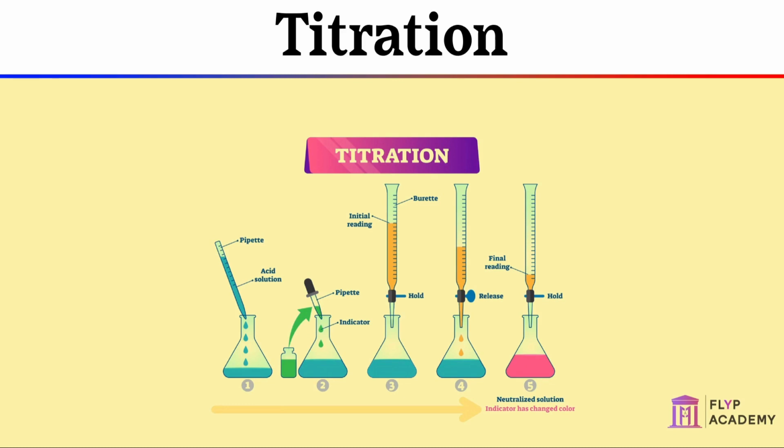The n equals CV formula, where n is the number of moles, C is concentration, and V is volume, helps us to find the number of moles in the volume of acid. Then its concentration can be calculated by C equals n over V. The end point is indicated with special chemicals called indicators that change colour at neutral pH.